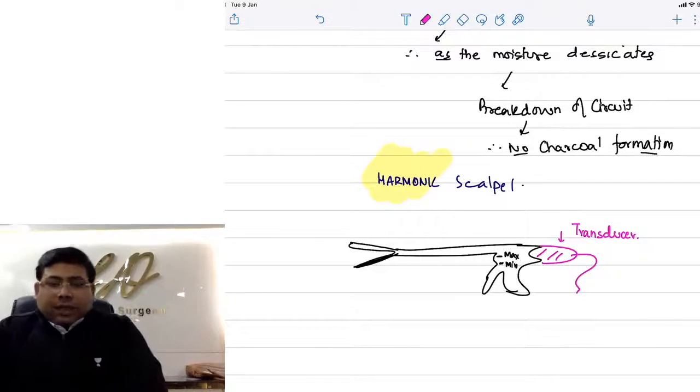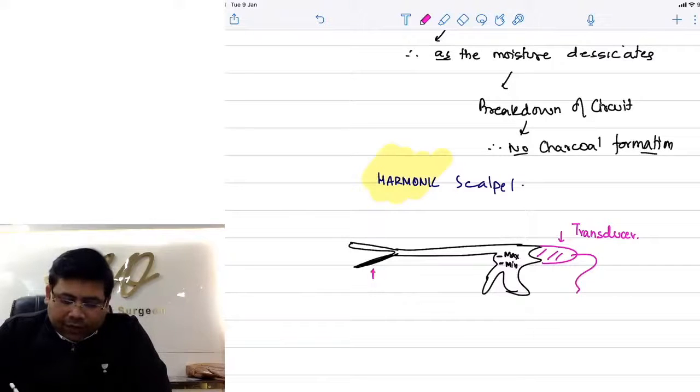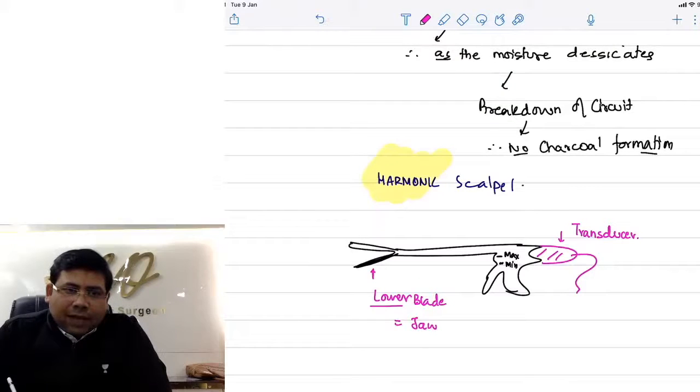So this is the transducer that is attached, and then we have the lower blade. Do you know lower blade or lower jaw? This is the active jaw of the instrument. Yeah, and this is made up of piezoelectric material. Piezoelectric. So this is piezoelectric.